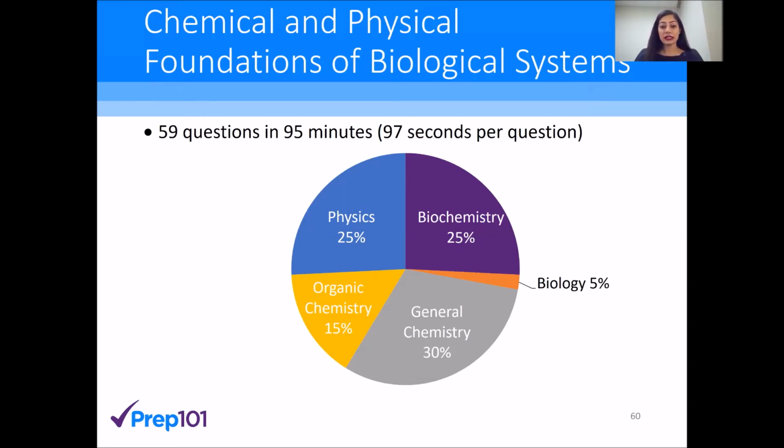The section, although it's the physical sciences section, is going to be comprised of 30% general chemistry and 25% physics, which are your physical sciences. However, a quarter of it, just the equivalent of what physics will be, is going to be biochemistry. 5% is going to be biology, and a pretty significant portion here, 15%, is going to be organic chemistry.